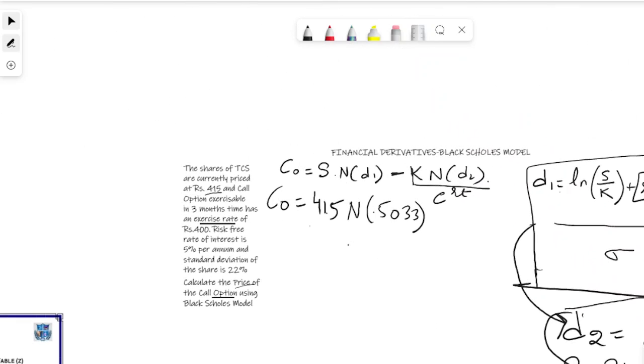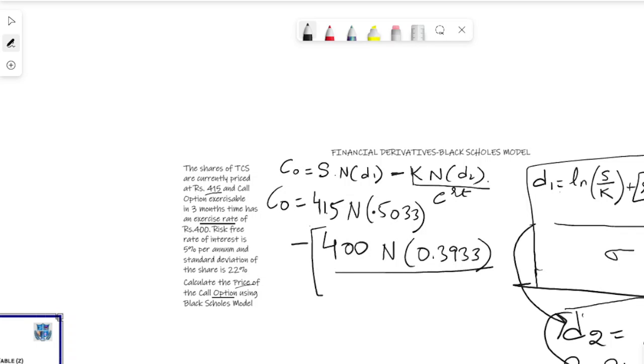Let's put the value in our main formula. 415 times N, the normal distribution value of 0.5033, minus K, and N(D2) upon e^(rt). So minus K, the value of strike price is 400, right? Times N(D2), the normal distribution value of 0.3933, divided by e^(rt). Only this factor is going to be divided by e^(rt).